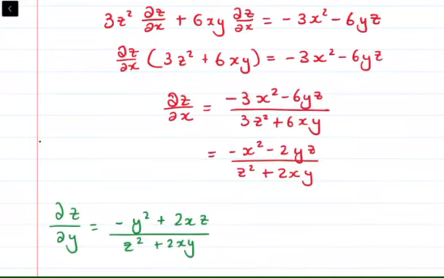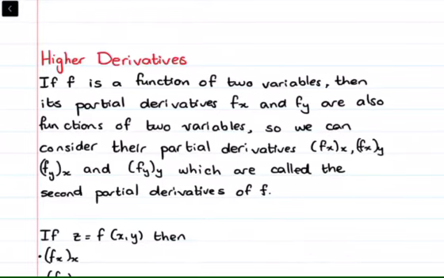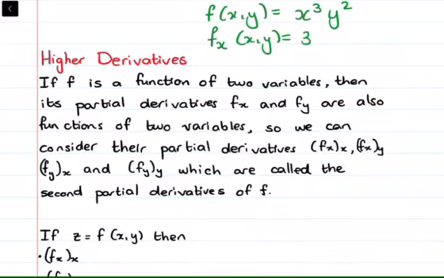Okay, now let us see what happens if we have higher derivatives. If f is a function of two variables, then its partial derivatives fx and fy are also functions of two variables. That is what we saw just now. What does it mean? It means that if we have f of xy, let me think of a function x cubed y squared, then fx is 3x squared y squared, and fy is x squared y, and then we have this, right?